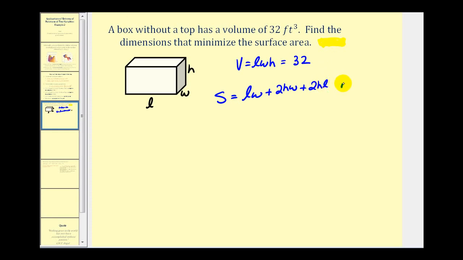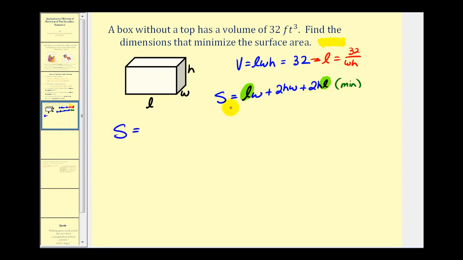Remember, we're trying to minimize this surface area. Well, right now we have a function S in terms of 3 variables, and our goal is to rewrite this in terms of 2 variables. So what we can do is go back up to the volume equation and solve it for one of the variables. If we solve this equation for L, we have L equal to 32 divided by WH. Now wherever we see an L, we can replace it with 32 divided by WH. So we'll perform substitution here and here, and this will give us an equation in terms of 2 variables.